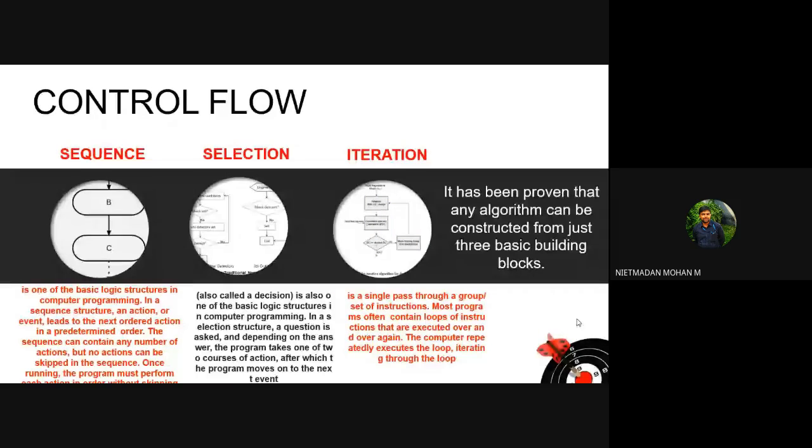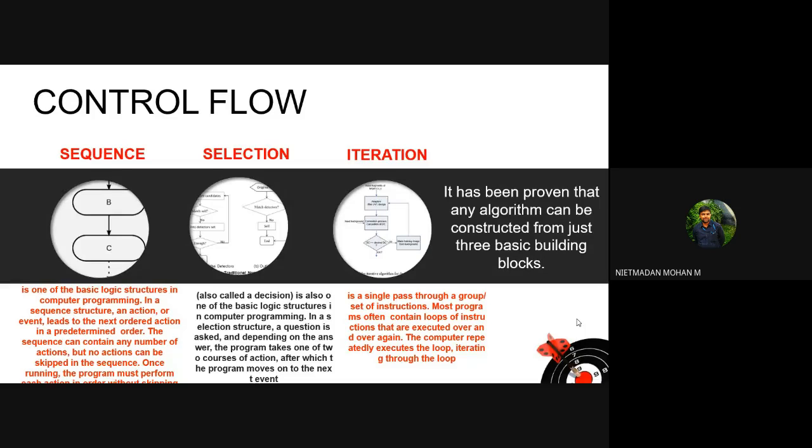If the condition is true, then the particular statement will be executed continuously. Once the condition is false, then the flow will jump to another statement. So this is a basic introduction about the control flow. Once again, I am explaining that.